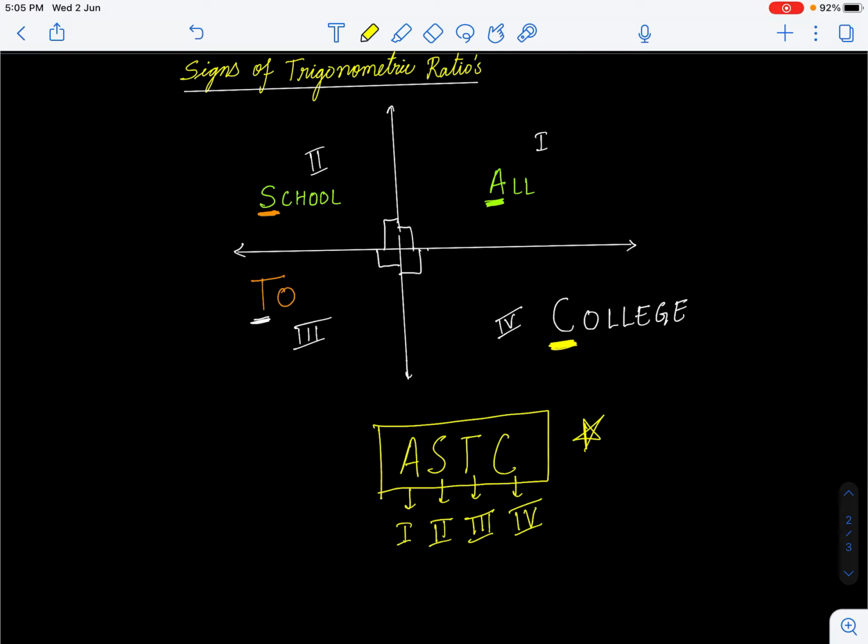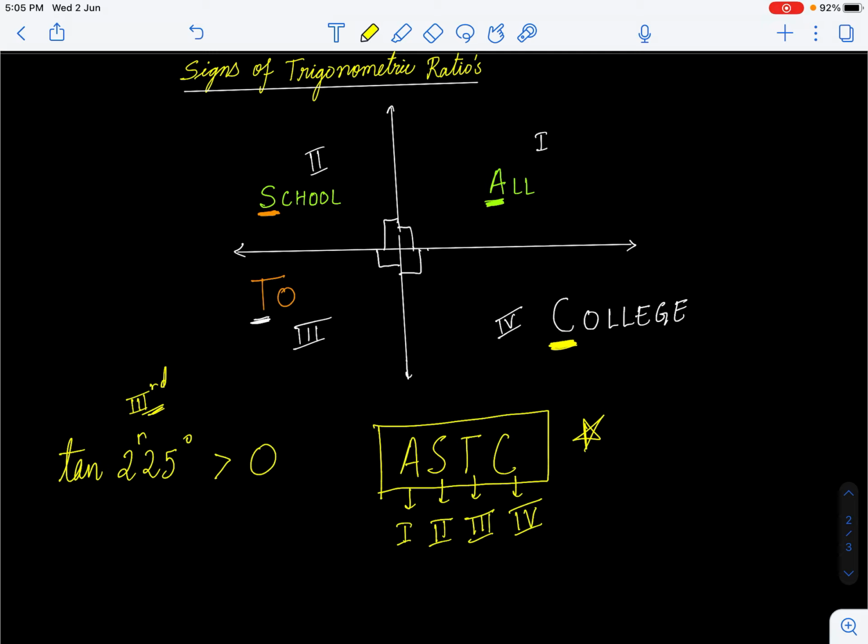Let me give you one example on this. For example, if someone says, tell us whether tan 225 degrees is positive or negative. First I will see in which quadrant this angle lies. This angle lies obviously in the third quadrant. If it lies in the third quadrant, I know third quadrant is ASTC. T means tangent. Tangent is positive in the third quadrant. So I can directly say this will be greater than 0.